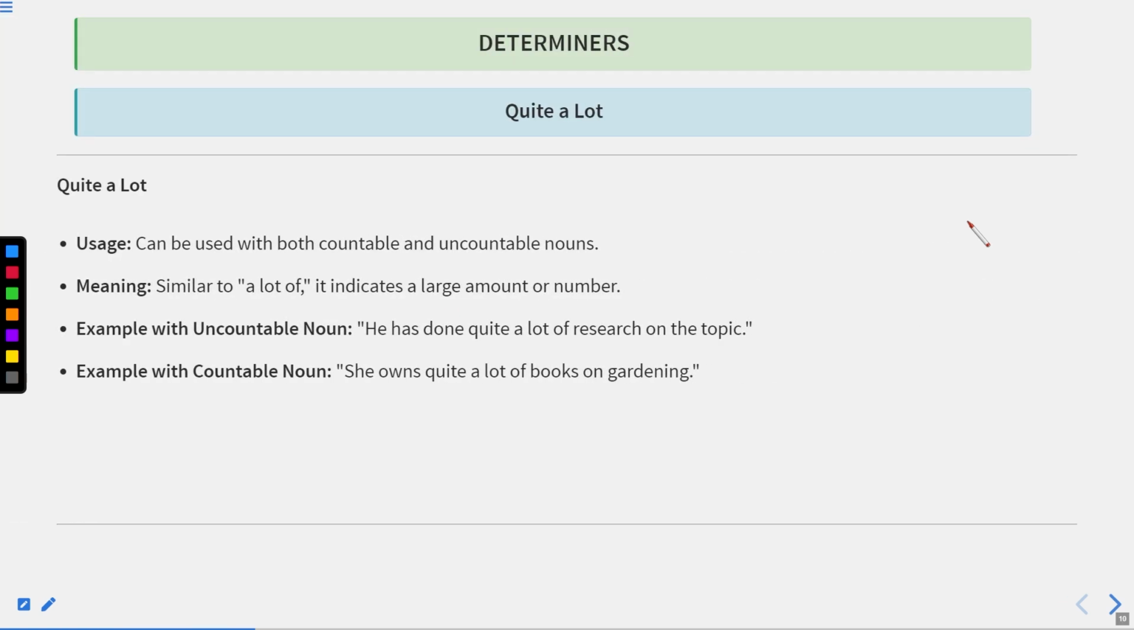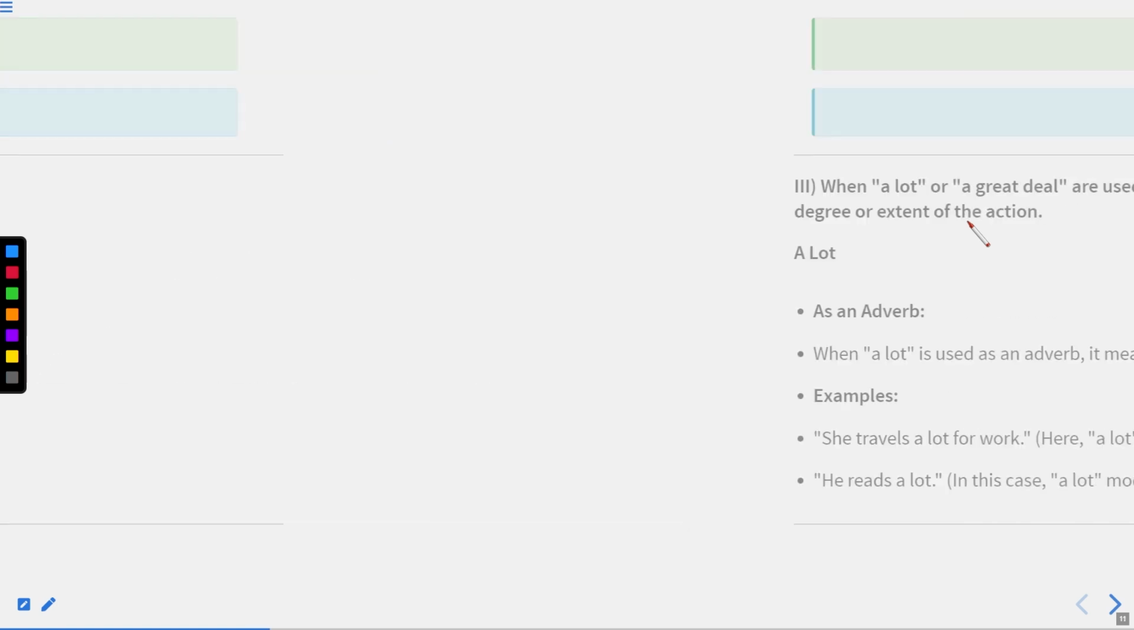Quite a lot. It means a very large amount, and can be used with both countable and uncountable nouns, similar to a lot of. It indicates a large amount or number. Example with uncountable nouns: he has done quite a lot of research on this topic. Quite a lot of research means very large in quantity or amount. Example with countable nouns: she owns quite a lot of books on gardening. It means she has many books on gardening, which are more than enough. Okay, now let us move to the next one.